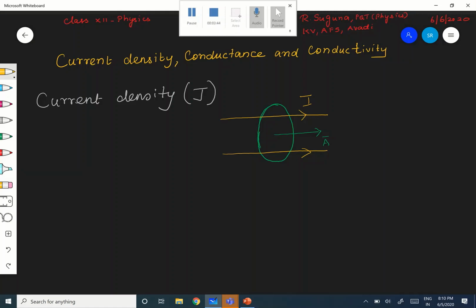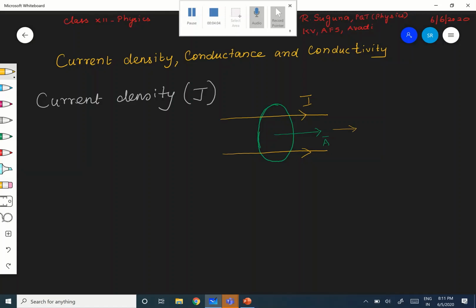Your area is held normal to the current. Therefore the area vector will be parallel to the direction of the current. Are you following? I and the A vector are both in the same direction, which means that the area is held normal to the flow of current. Correct? I hope you are following.